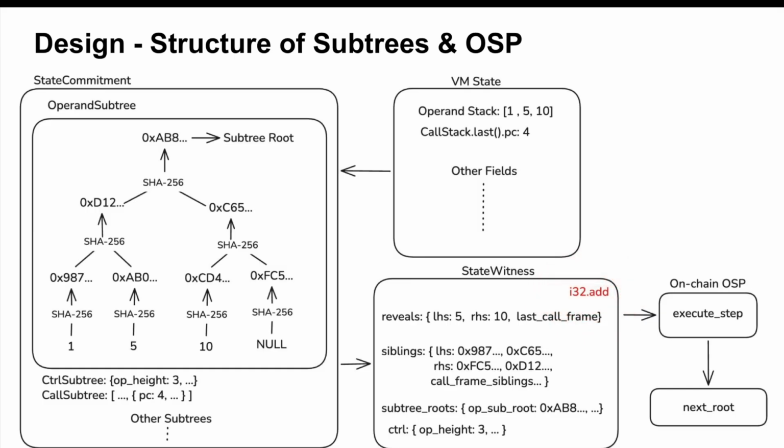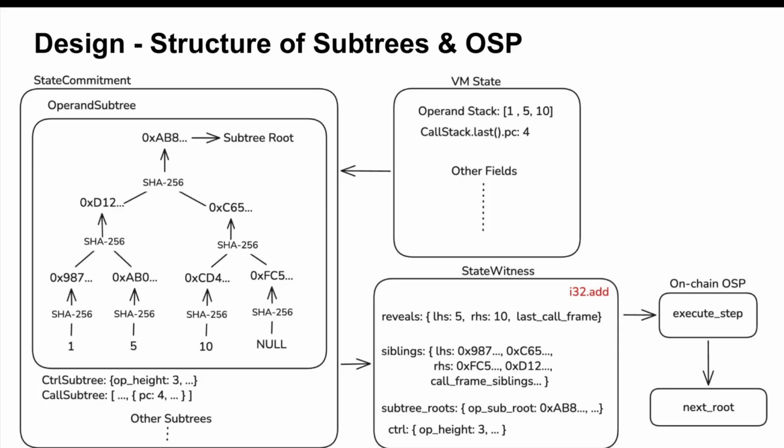So we only need left hand side here, right hand side here, and the last call frame, because the program counter information is stored in the call subtree. So this field doesn't matter for now, but the most important parts are the 5 and 10. These are the variables that i32 needs to read. Then we have the siblings, which are the Merkle proofs of these variables in order to verify the membership.